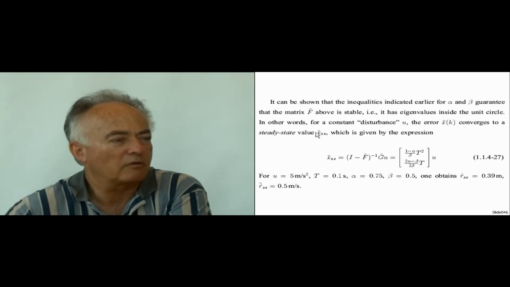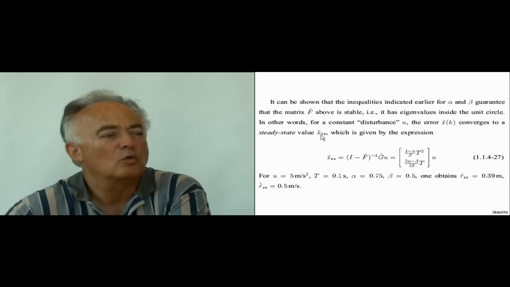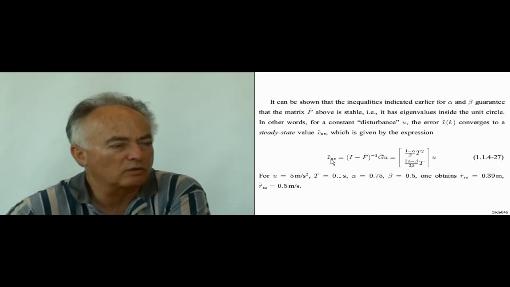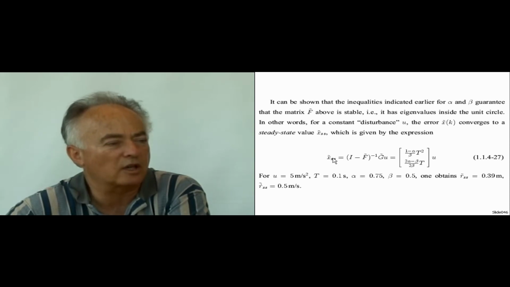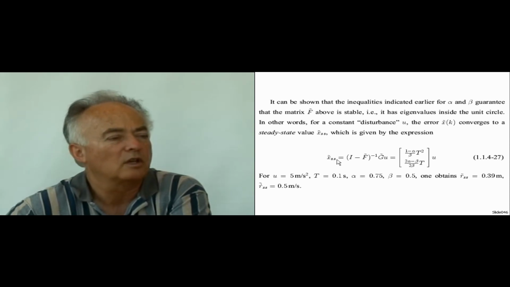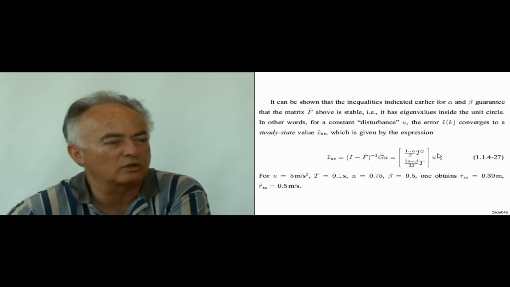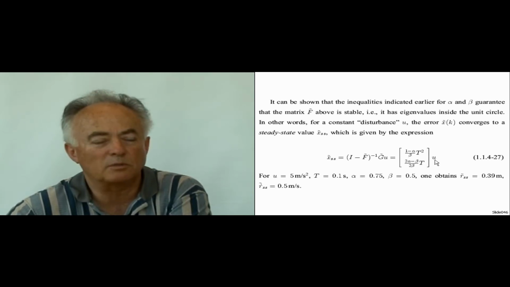Now, what we have is a constant disturbance u. X tilde will converge to a steady state value. Because of the stability, we can solve the equation. We know there is a single asymptotic solution, and this solution, x tilde steady state, is I minus F tilde inverse G tilde u, and this is an expression, a two-dimensional vector multiplying u. Now, the question is numbers.